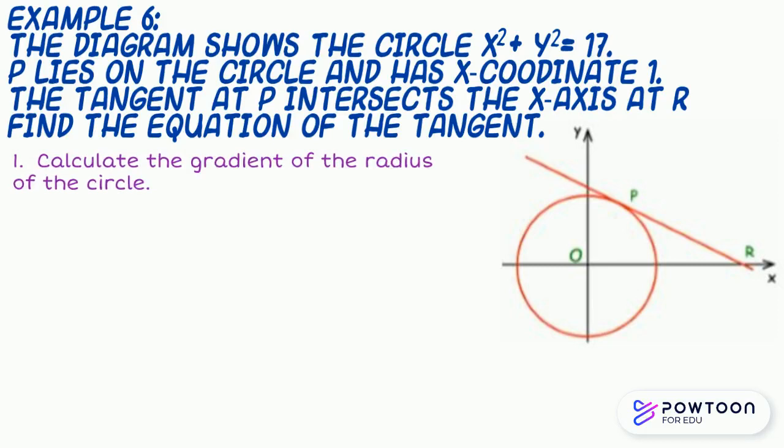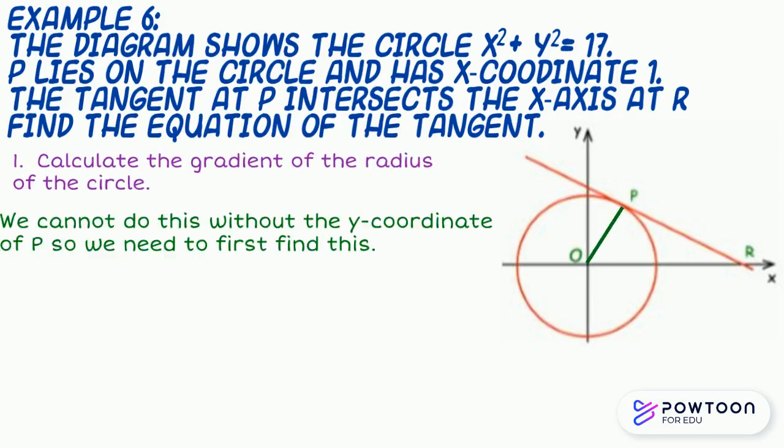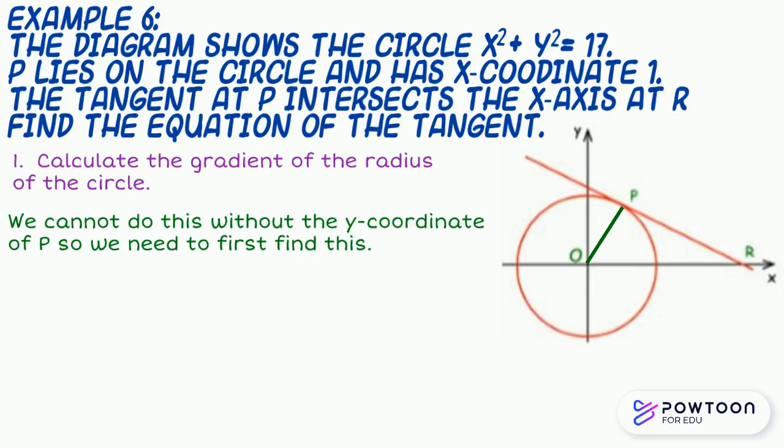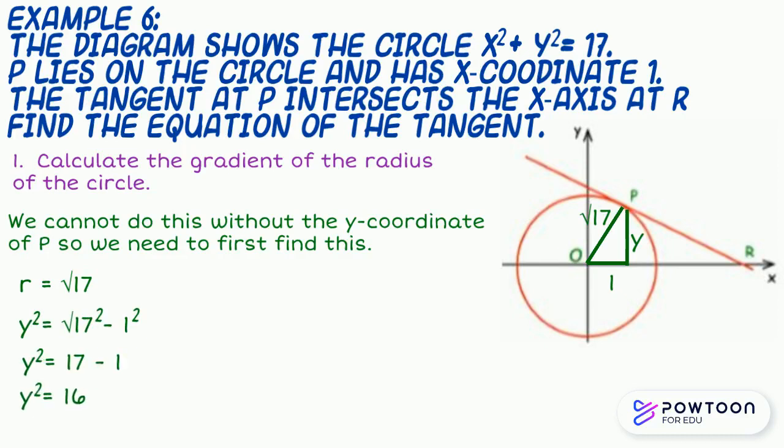First step is to calculate the gradient of the radius. As you can see, we can't do this yet because we don't have the y-coordinate of our point P. So what we can do is draw in a triangle there and see that we've got one of the bases is 1, and then the radius is going to be the square root of 17. Now that we're looking for one of the sides of a right angled triangle, we can use Pythagoras' theorem. Because it's not the hypotenuse, we can end up using the formula as y squared equals the square root of 17 squared minus 1 squared. Simplifying that down, we get y squared equals 16, which also means y equals 4.